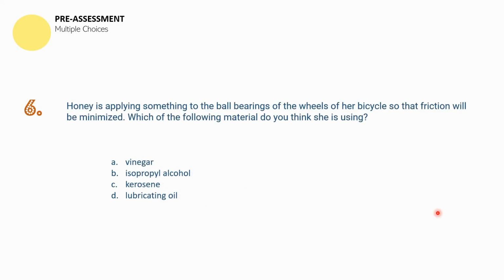If you have decided to continue, let us move to question number 6. Honey is applying something to the ball bearings of the wheels of her bicycle so that friction will be minimized. Which of the following materials do you think she is using? A, vinegar. B, isopropyl alcohol. C, kerosene. D, lubricating oil. Pause this video if you need more time. If you have decided to continue, let us move to question number 7.